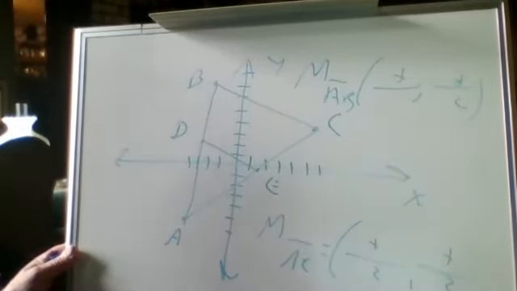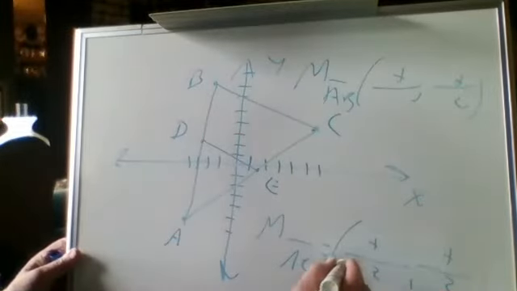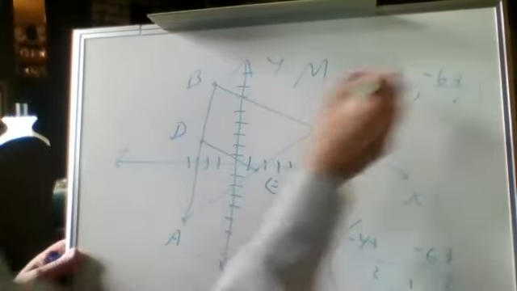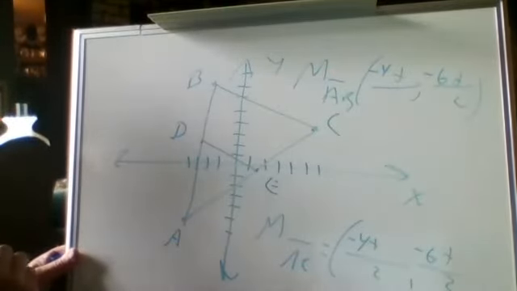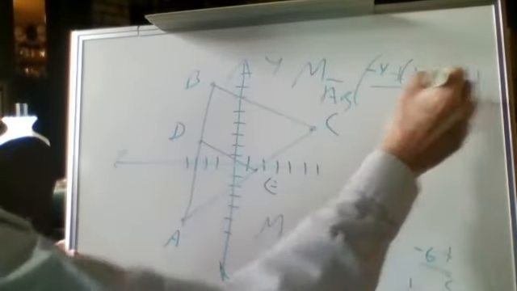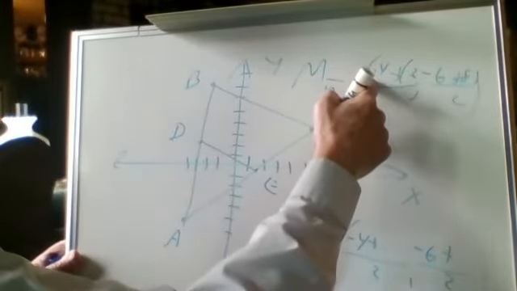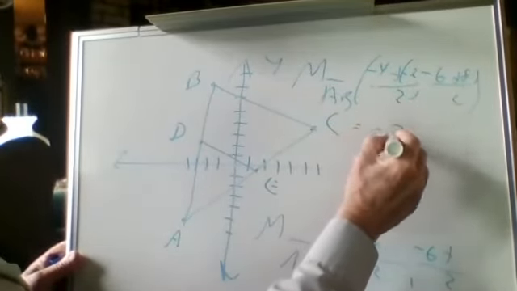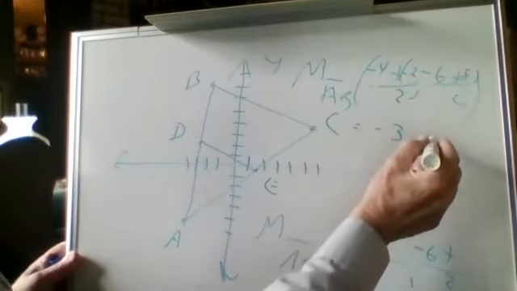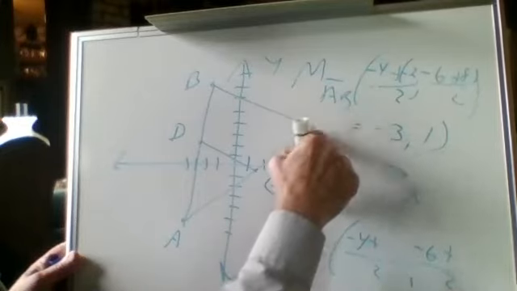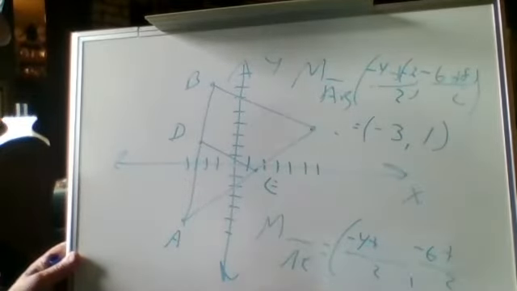All right, so point A was -4, -6. Point B was -2 and 8. So -4 minus 2 is -6, divided by 2 is -3. 8 minus 6 is 2, divided by 2 is 1. So this midpoint is -3, 1 down here.